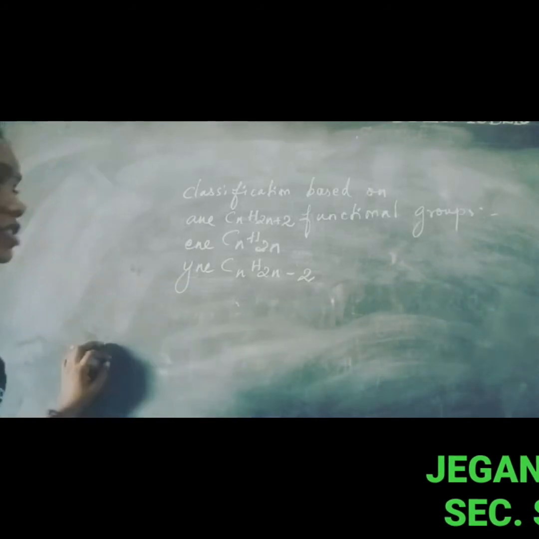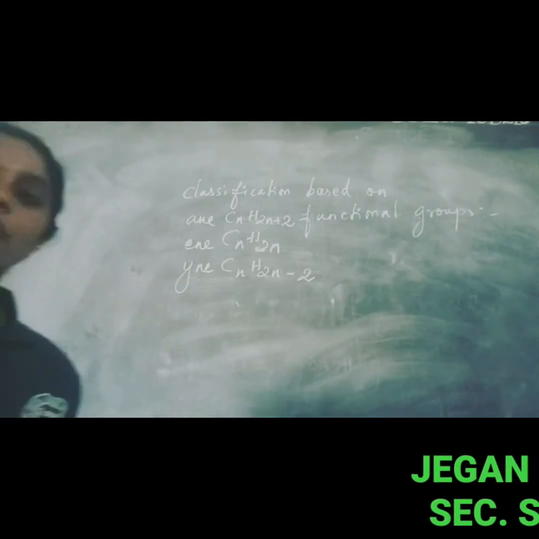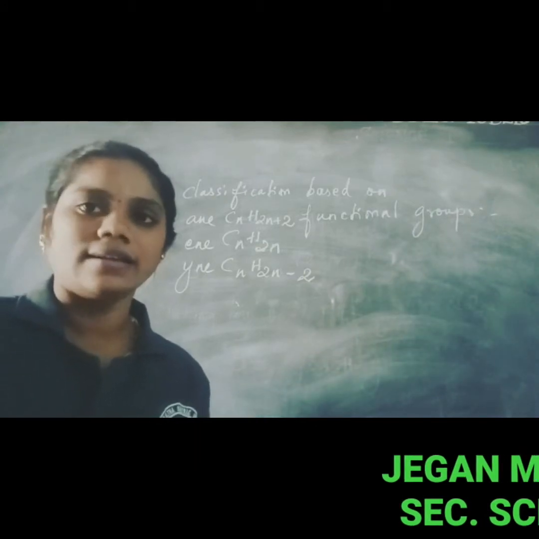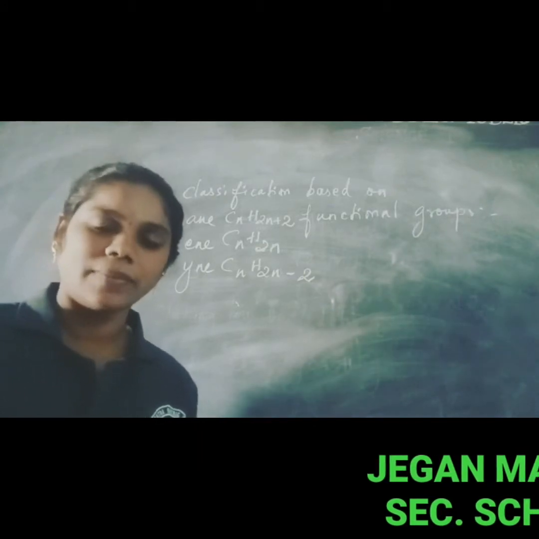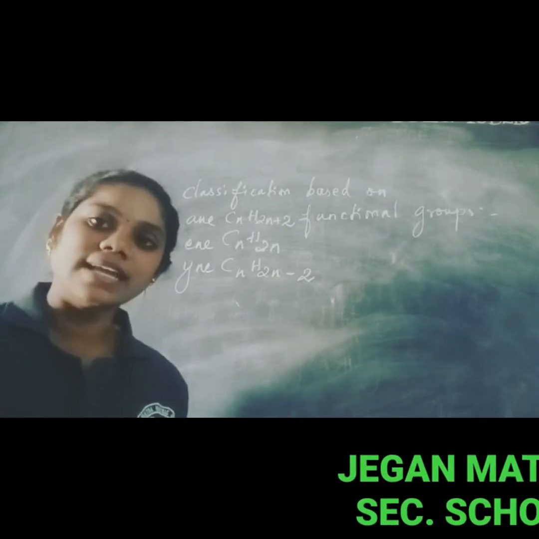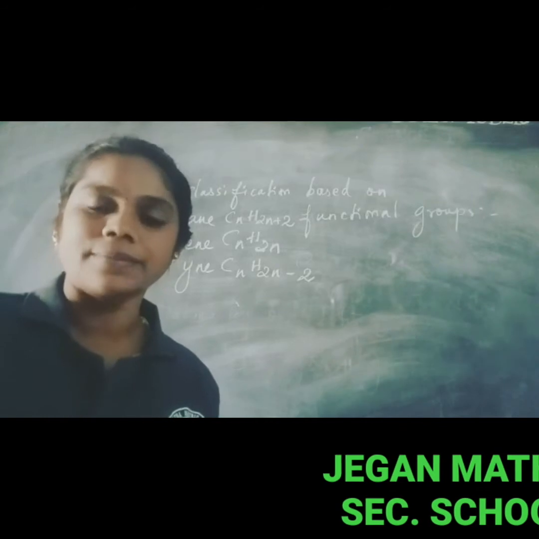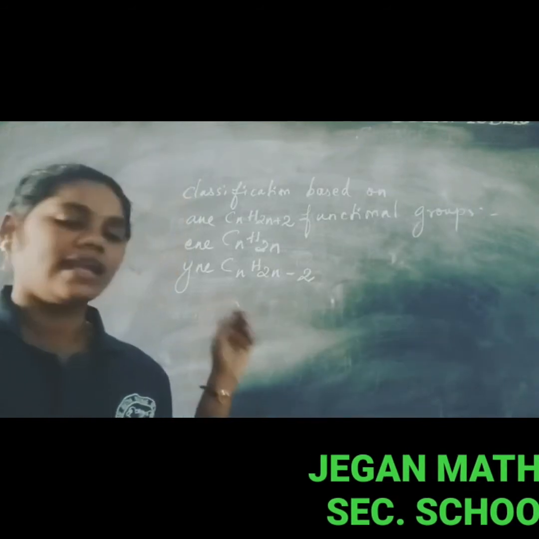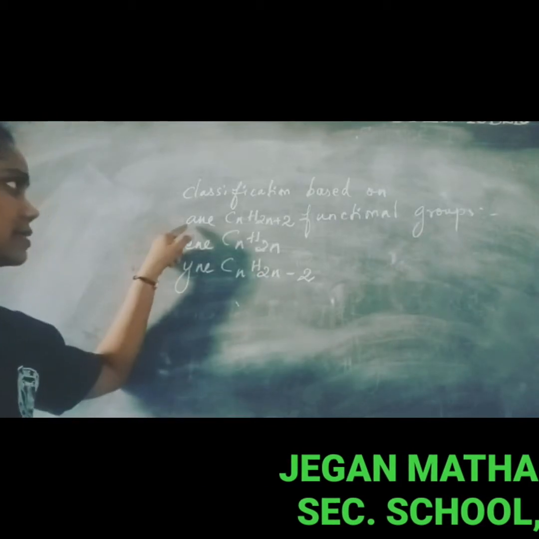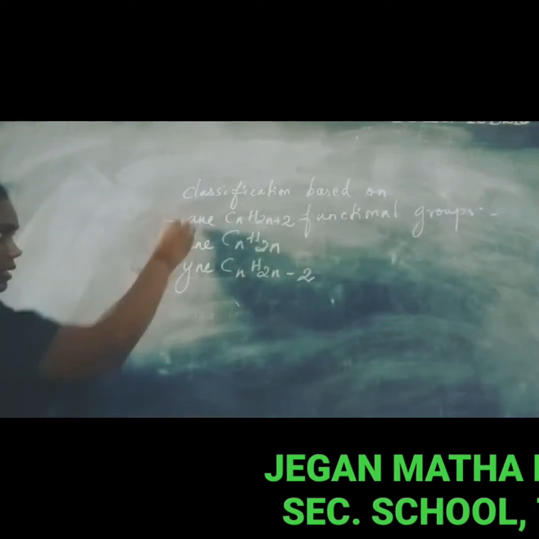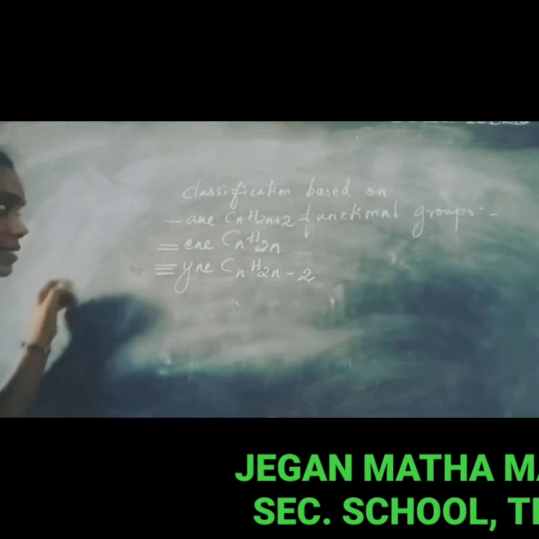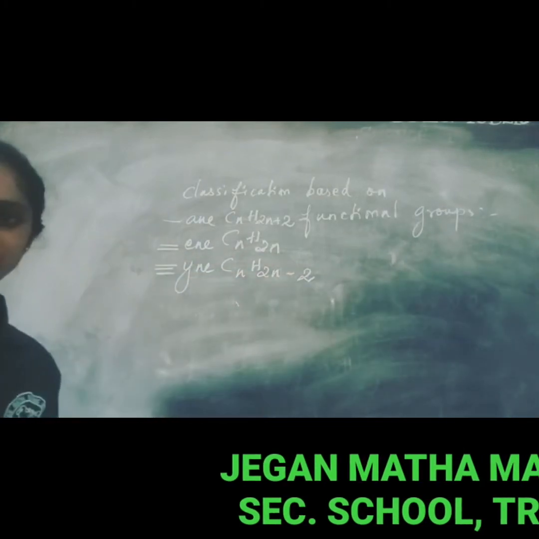So classification based on functional groups. Here I take three: alkane, alkene, alkyne. The alkane general formula is CnH2n+2, alkene is CnH2n, and alkyne is CnH2n-2. Here this represents a single bond, this one a double bond, and this one a triple bond. So this is saturated, and these two are unsaturated.